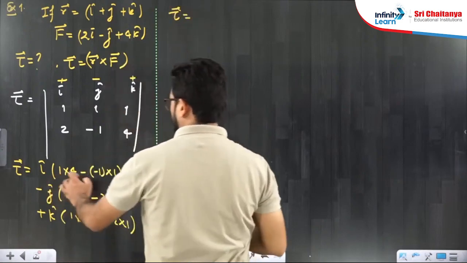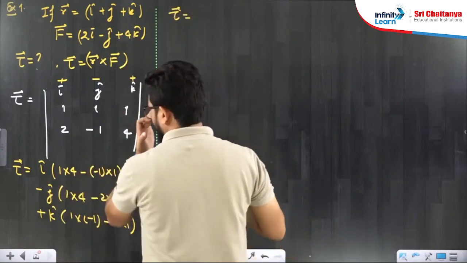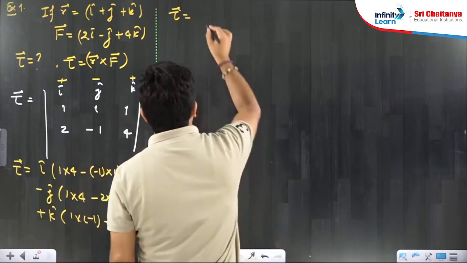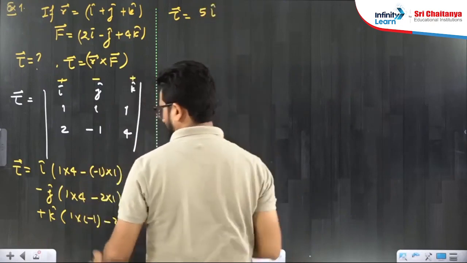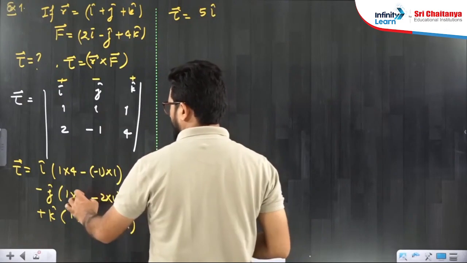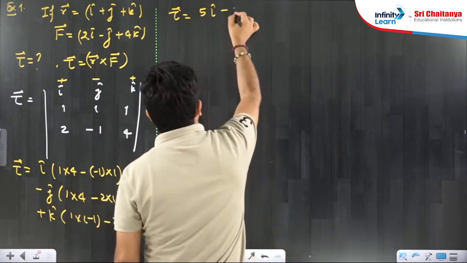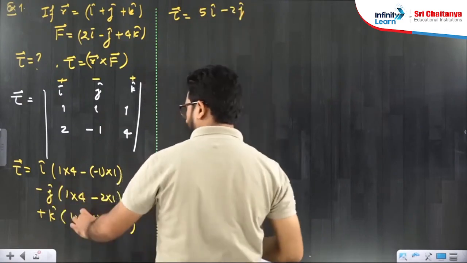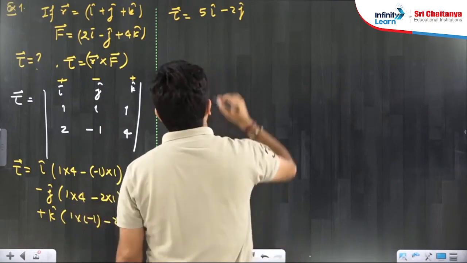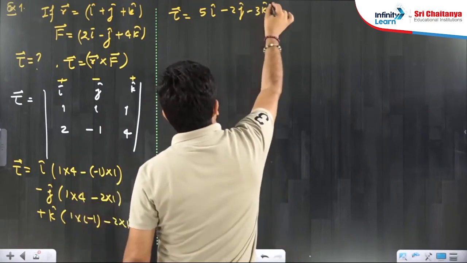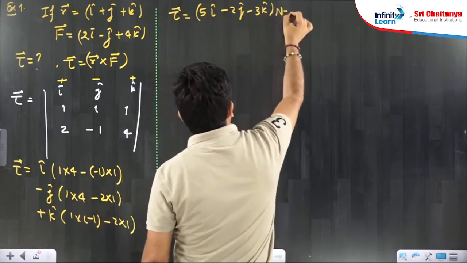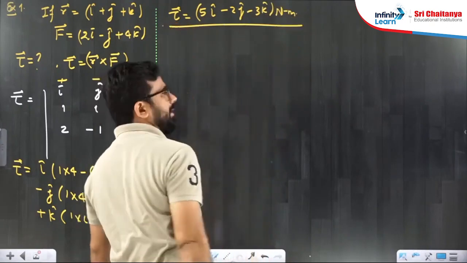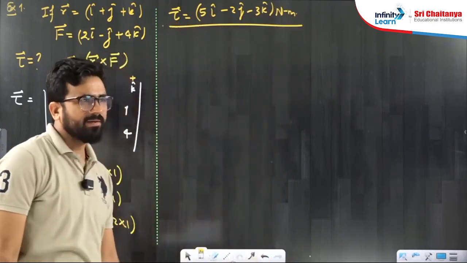From here, what you can see, just focus on the board, that torque would be equal to how much? 2 minus minus plus, this becomes 4 plus 1, that is equal to 5 i cap. 4 minus 2, that is equal to 2, and this is a minus 2 j cap, and this would be minus 1 minus 2, that is a minus 3 k cap. Okay, this is in Newton meter. This is a very simple torque. Up to here, everyone is understanding?